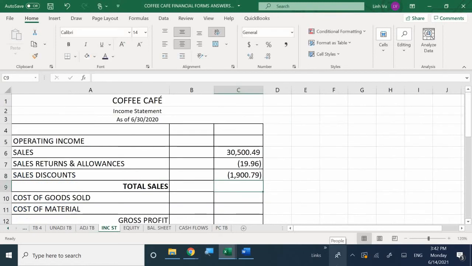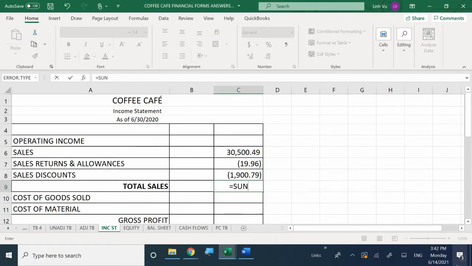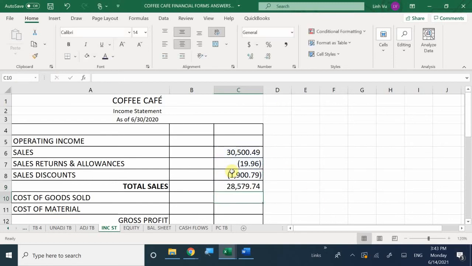So what I'm doing here is making a column that I can use to calculate my totals. What is my total sales? I started out with 30,549, I had a return of $19.96, and I had total sales discounts of $1,979. So in this case, what is going to be my total amount of sales? 28,579.74.